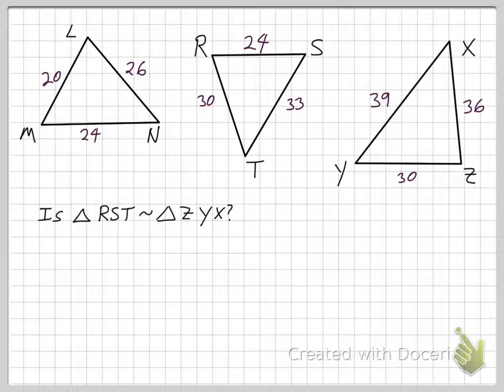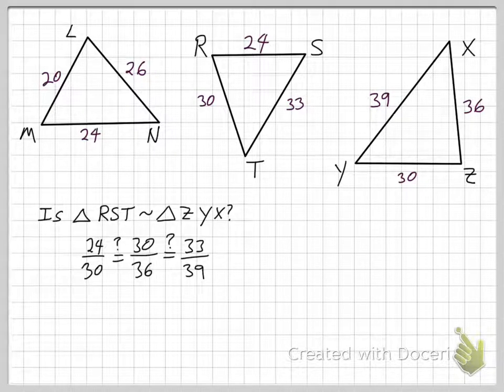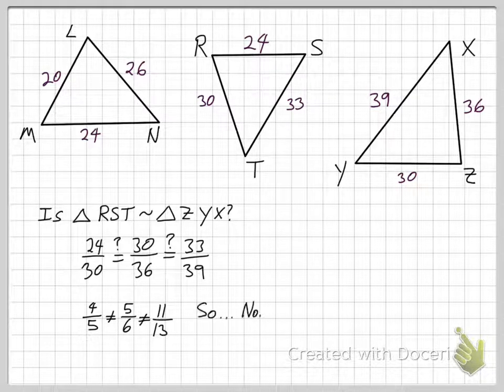Okay. So let's try the same thing with triangle RST and triangle ZYX. Is 24 over 30 equal to 30 over 36, which is equal to 33 over 39? Remember, these are, of course, the corresponding side lengths. So we're trying to find out if they're proportional, if they're in the same ratio. When we bring them down into lowest terms, we can see that they are not proportional. And so, again, no, these two triangles are not similar.